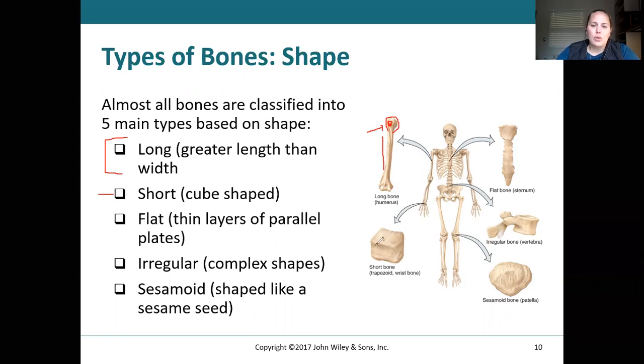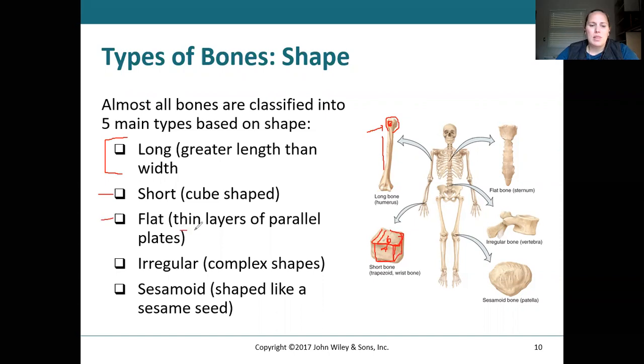Next, you have short or cube-shaped bone. So here you can see an example of a cube-shaped bone. This is found in your wrists and your ankles, these cube-shaped bones. What do I have written here? They're going to be basically a spongy bone inside and then just have a nice layer of compact bone on the outside of those bones.